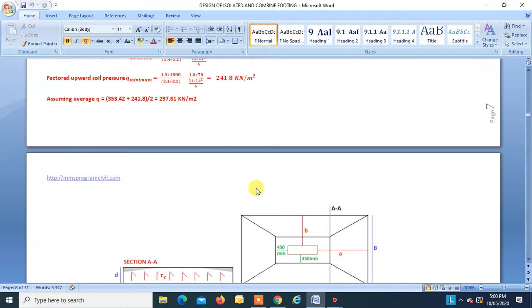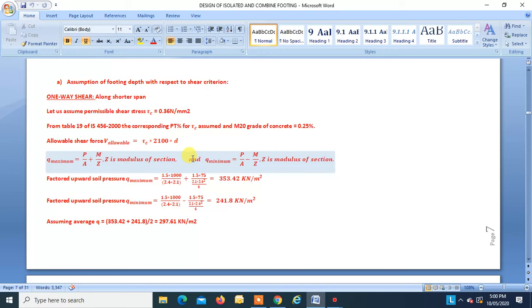So let us first start by assuming the allowable permissible shear stress tau c. Let us assume permissible shear stress tau c equal to 0.36 Newton per mm square.